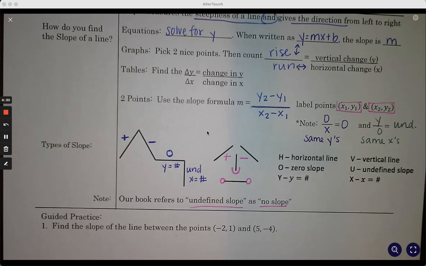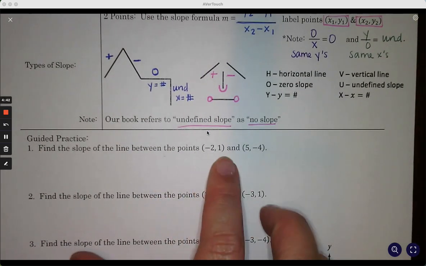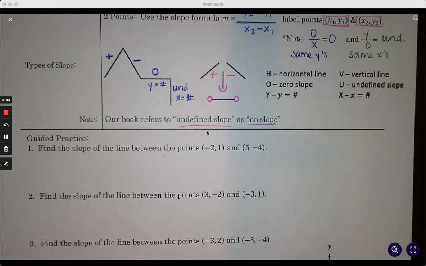Okay. So find the slope of the line between 2 points. How many of these do I have? Holy Toledo. Okay, let's just go. The slope of the line between the points (-2, 1) and (5, -4). Okay, so let me show you how the slope formula works. Okay, this y2 minus y1 stuff.